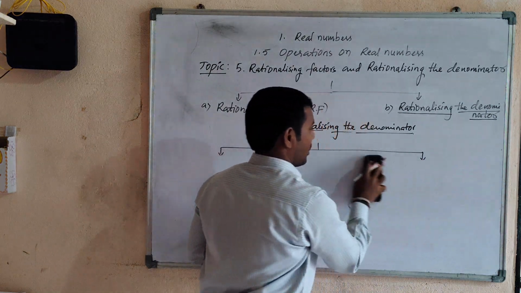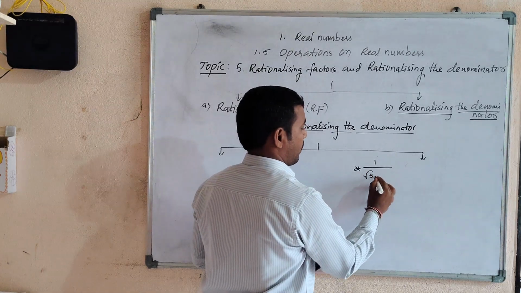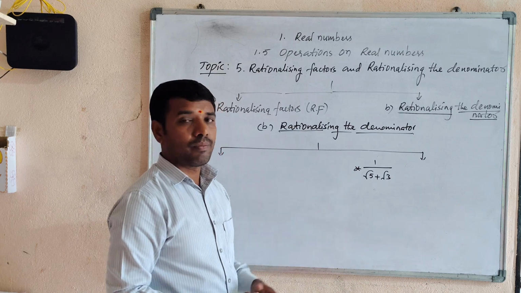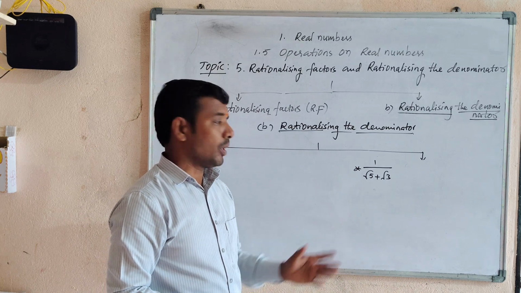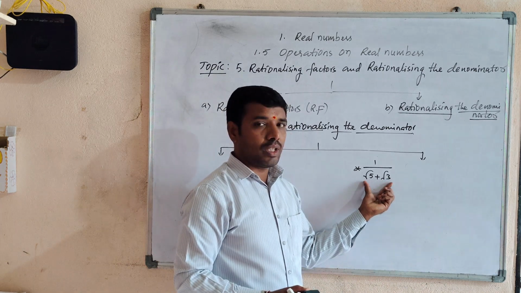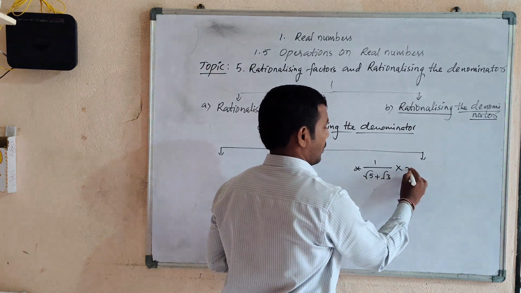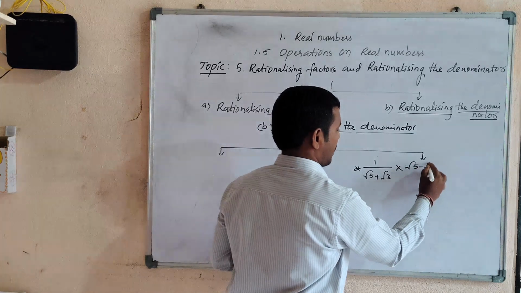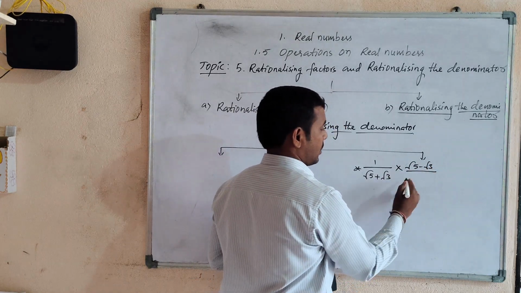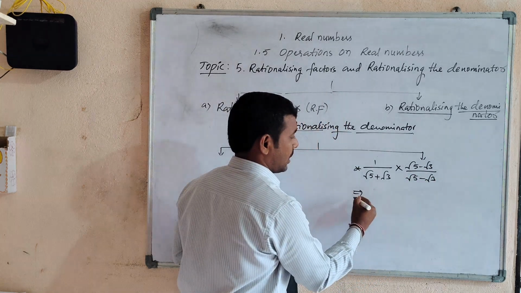One example, observe carefully. Suppose 1 by root 5 plus root 3. See how to do this problem. The denominator is irrational, so we have to convert it to rational. For that purpose, we have to find the rationalizing factor of the denominator. The rationalizing factor is this one, so with the help of that, you multiply the numerator and denominator. Now the work is going on.